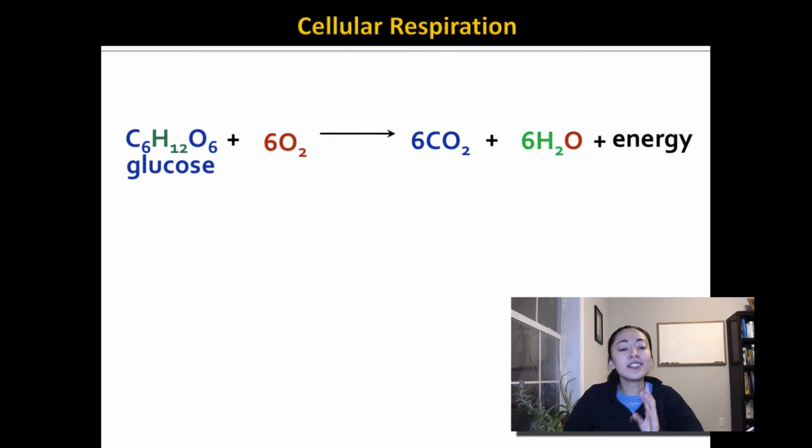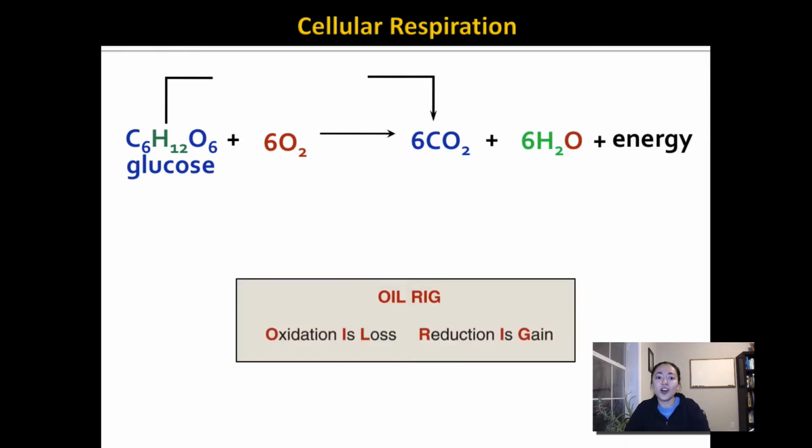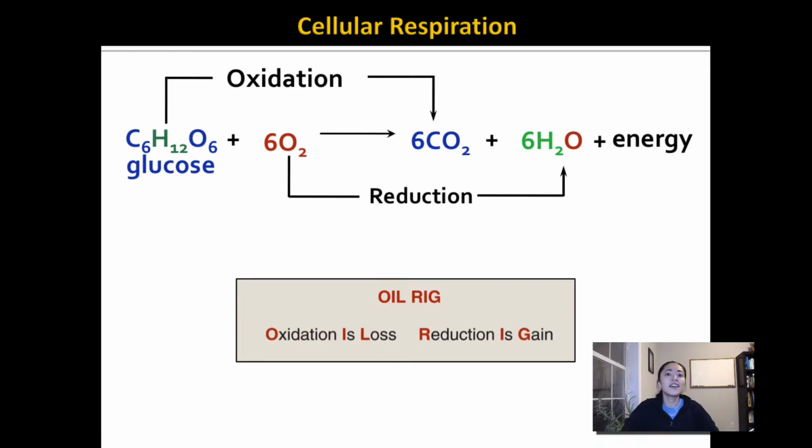Since glucose lost hydrogen atoms to become carbon dioxide, has glucose been oxidized or reduced? Remember, oxidation is loss, reduction is gain. Since glucose has lost hydrogen atoms, it has been oxidized, turning it into 6 carbon dioxide molecules. What about oxygen? Since oxygen gas gains hydrogen atoms to become water, was oxygen oxidized or reduced? It was reduced. This is why we call cellular respiration and photosynthesis redox reactions, because one of the reactants is reduced and the other is oxidized.